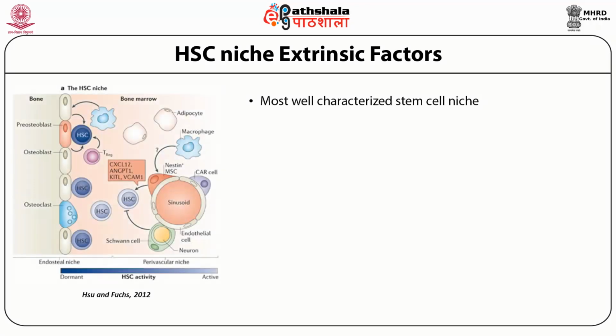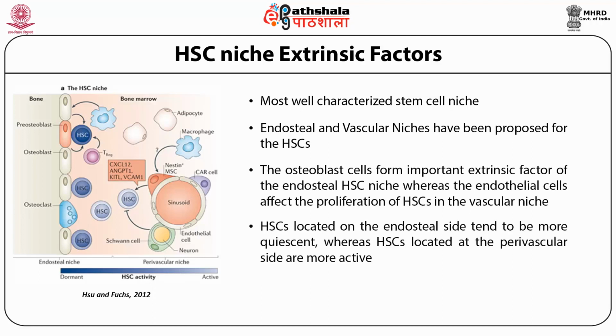The most well characterized of the stem cell niche is the hematopoietic stem cell niche. Now there are two niches which have been proposed for hematopoietic stem cells, the endosteal niche and the vascular niche. Endosteal niche is near the bone, and the osteoblast cells form an important intrinsic factor, whereas the perivascular niche is near the endothelial cells. So the endothelial cells form the major cells which affect the hematopoietic stem cells in the vascular niche.